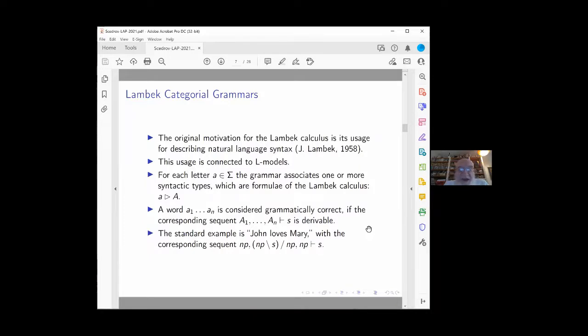So the standard example is John loves Mary, and the corresponding sequent involves both the left division and the right division. Okay, so loves is a transitive word, and it gets this type. John is a noun phrase, Mary is a noun phrase. And you can amuse yourself during this talk or later during your walks in Dubrovnik or sitting and drinking your favorite drink of making a derivation of this and see how this works.